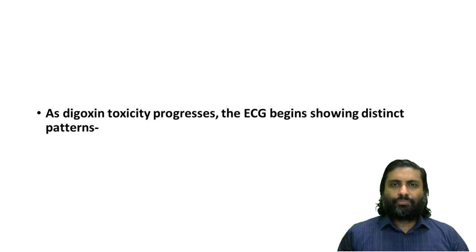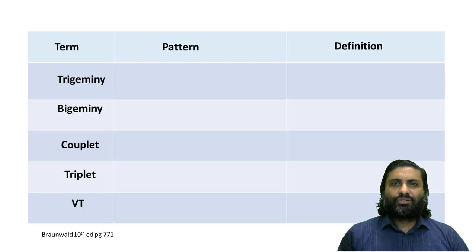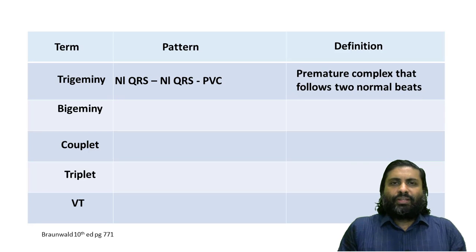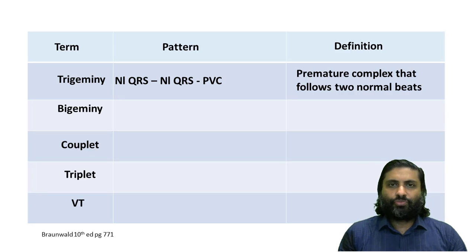As digoxin toxicity becomes more and more, the ECG begins to show distinct patterns. The patterns are given various terms. They include trigeminy, bigeminy, couplets, triplets, and ultimately ventricular tachycardia and ventricular fibrillation. Now, when there is ventricular trigeminy, what we mean is that a premature complex follows two normal beats. So you can have a normal QRS complex and then another normal QRS complex followed by a PVC, and then normal QRS complex, PVC. That's what we mean by a ventricular trigeminy.